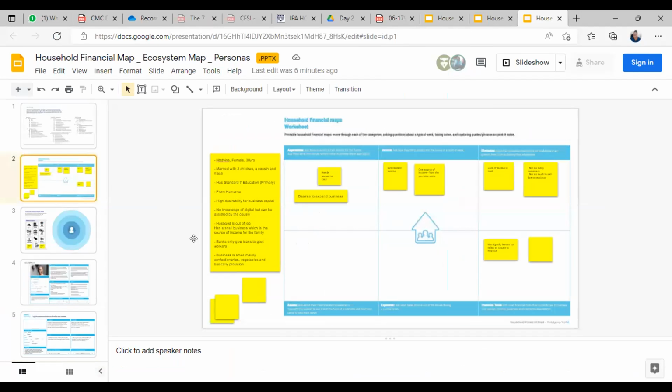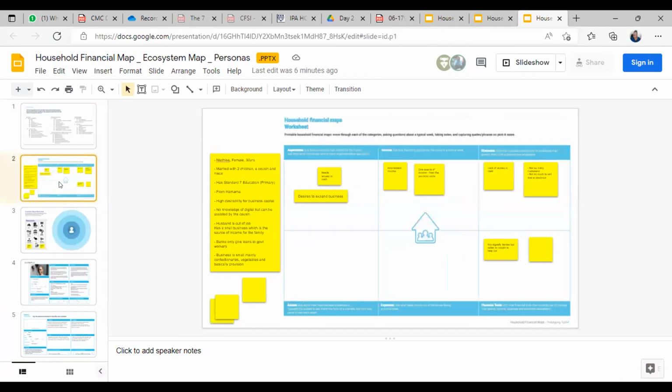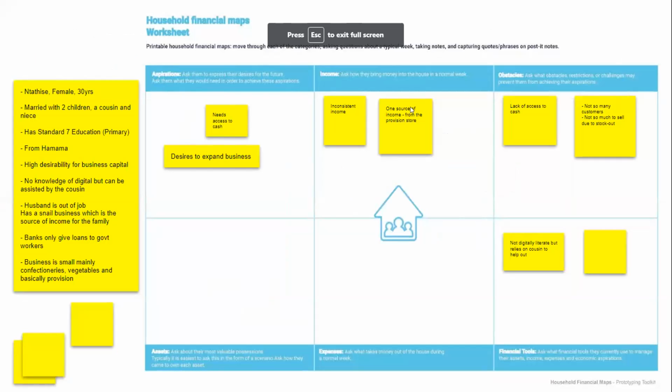Yes, so what we did, there was guidance on the interview. And then we did the household financial mapping, whereby we were able to identify the aspirations and income, and categorize them accordingly. We just ran out of time before we could put in expenses. There was not much said around her assets though. Not much was asked around that, and she also didn't offer it.